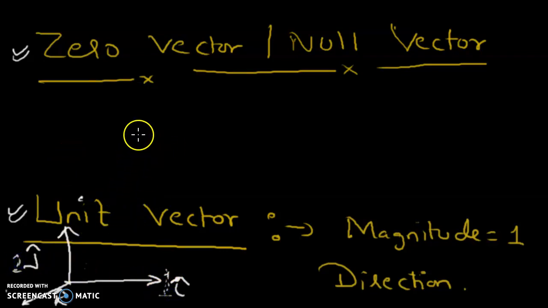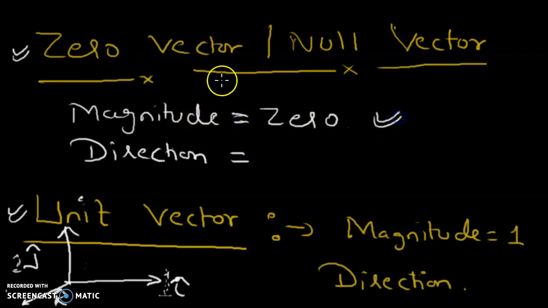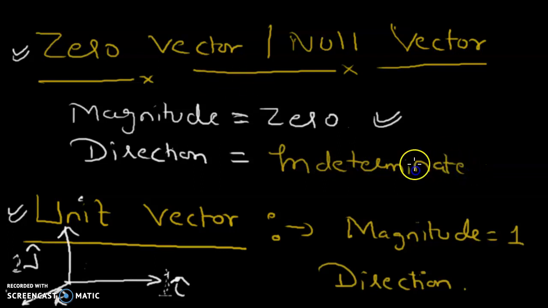So what is a zero vector? It has a magnitude equal to 0. Then the second question in your mind would be, what would be the direction? You would say 0, but if it had no direction, then it wouldn't be a vector in the first place. So it has a magnitude of 0, but what is its direction? Indeterminate direction, undefined direction. Okay, you get the zero vector.